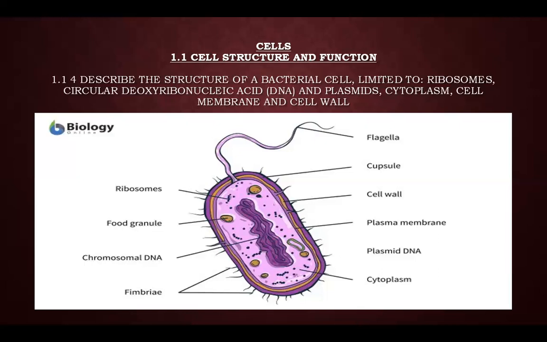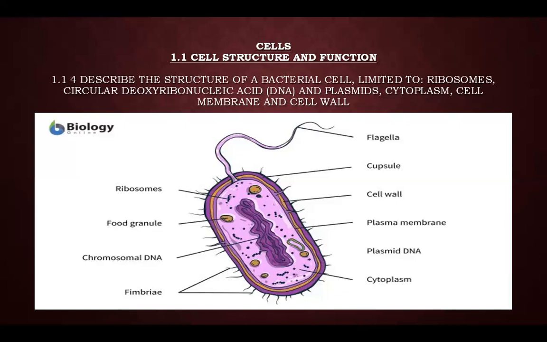So let's begin. The bacterial cell: bacteria are unicellular living organisms. So they are unicellular prokaryotic living organisms. And when we talk about the classification of bacteria, they are classified in kingdom Prokaryotae. So as you can see, this cell is very, very simple. It's a very small structure, a very small cell.